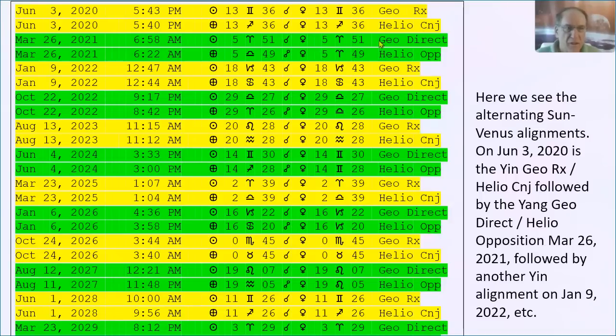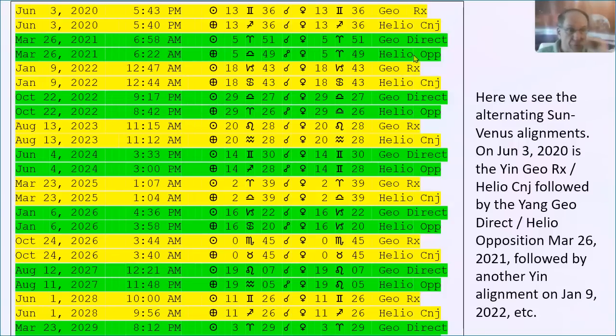Every time there's a Sun-Venus conjunction and Venus is direct, there's a helio-opposition. So again, that seesaw. As the heliocentric goes from conjunction to opposition, simultaneously it's actually the same exact thing seen from a different perspective. You're seeing the Sun-Venus retrograde conjunction seesawing with the Sun-Venus conjunction when Venus is direct. Same exact thing. These are the two very different kinds of Sun-Venus conjunctions.